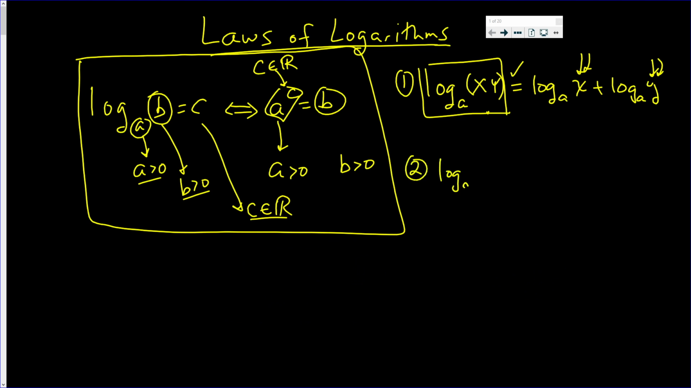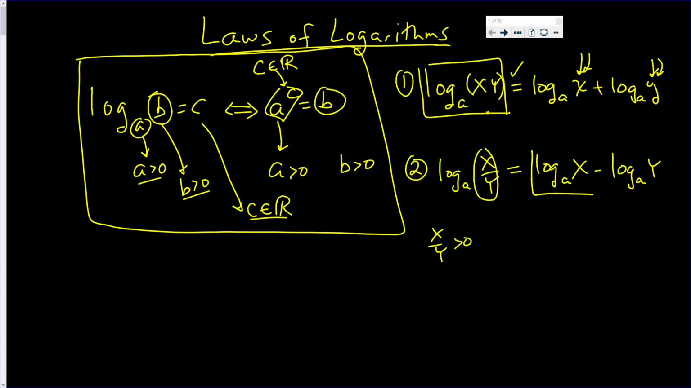If you have log base a of x over y, this is log x minus log y. Again, this has to be positive. X over y has to be positive. If it isn't, then it can't equal this because this is nonsense. If x over y is negative, like -11, log base a of -11 is not well defined. You can't take the log of negative numbers.